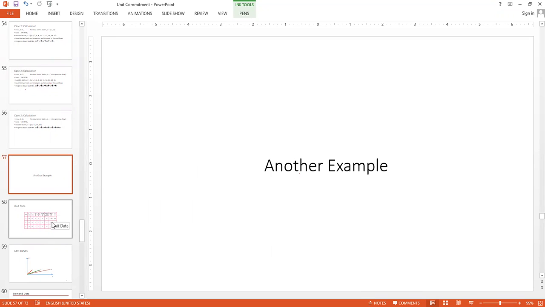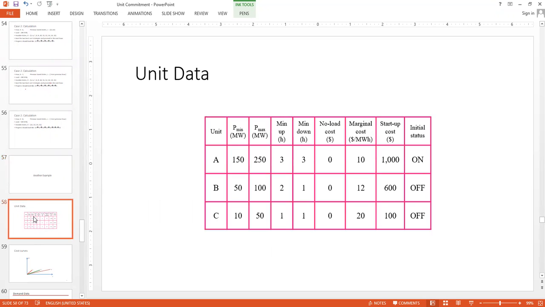So here is another example, actually a small example, I should say, considering the number of units involved. This example gives us the idea about the minimum uptime and downtime constraints. Specifically we will be focusing on these 2, minimum uptime and minimum downtime. So this example helps us to get the idea of calculation steps where both minimum uptime and minimum downtime are involved.